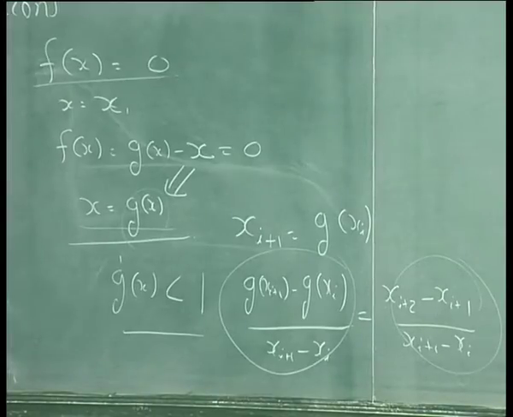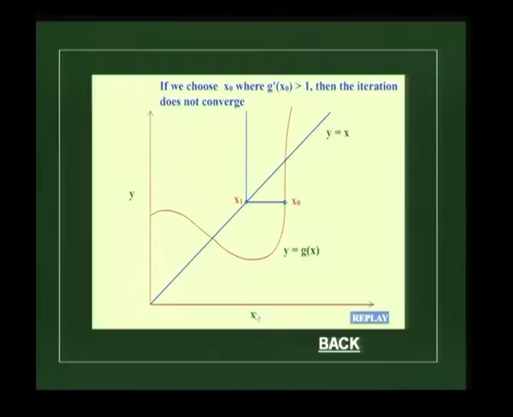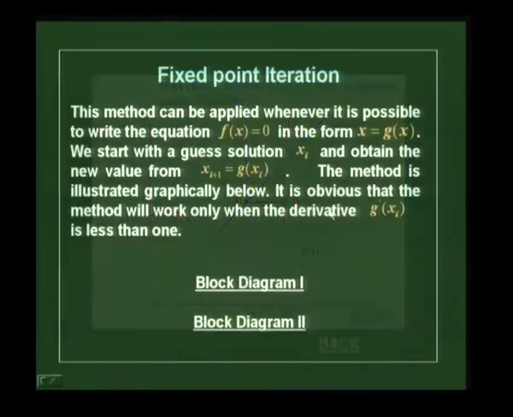So that will be the drawback of this particular scheme. Even though only one guess has to be made, there is still a drawback here, that is that we need g prime of x to be less than 1. So that's an important problem with this method.